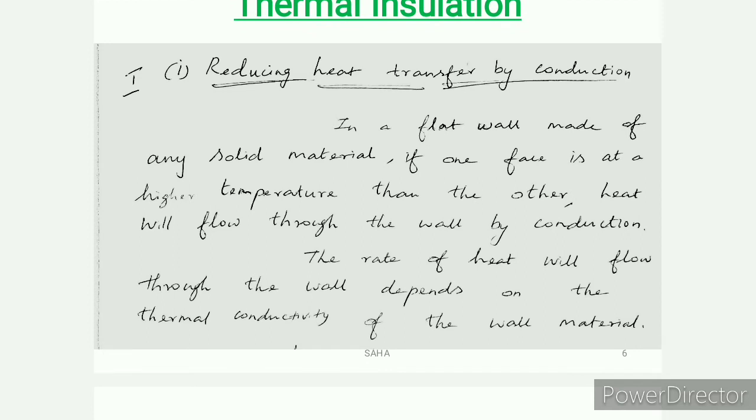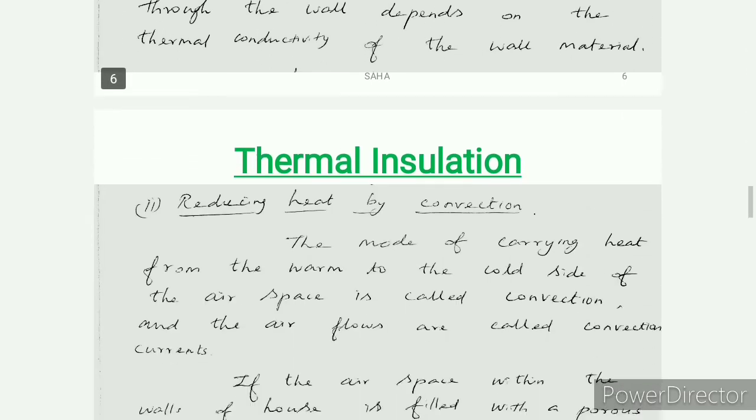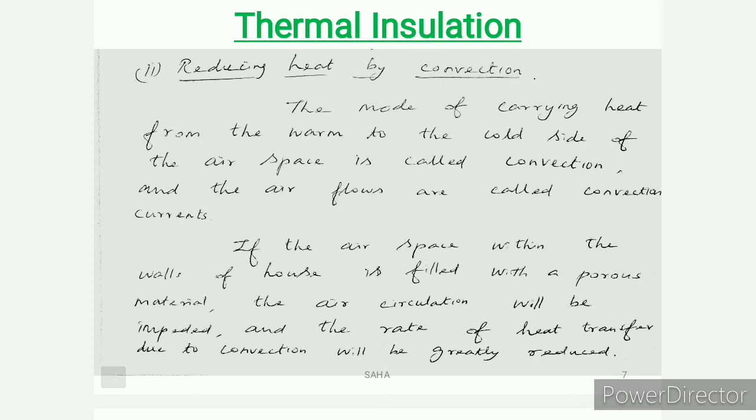The first one is reducing heat transfer by conduction. In a flat wall made up of any solid material, if one face is at a higher temperature than the other side, heat will flow through the wall by conduction. The rate of heat flow through the wall depends on the thermal conductivity of the wall material. So what type of material the wall is made of decides how conduction will happen.